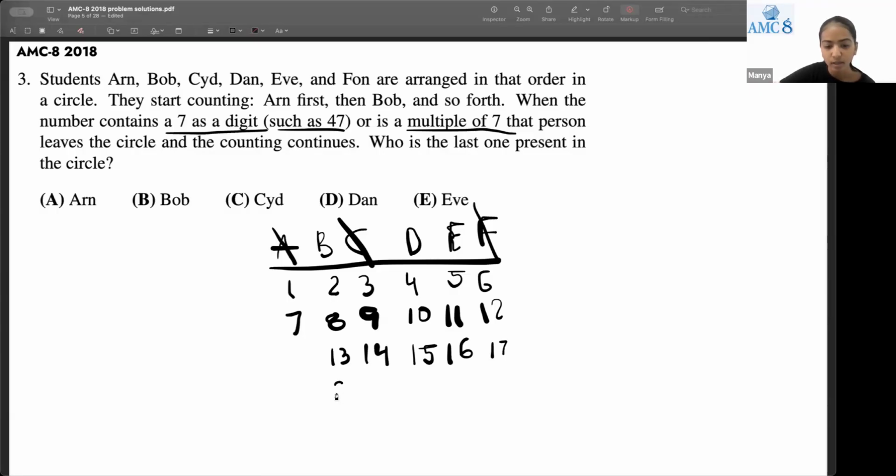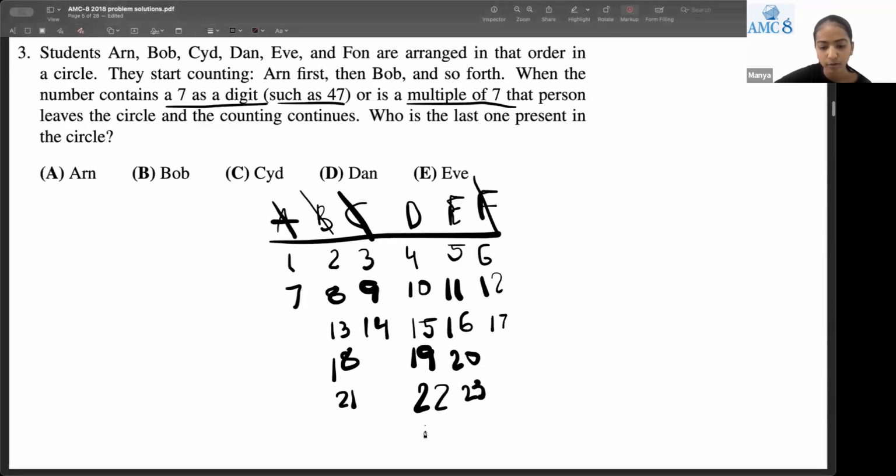So we're going to continue counting. 18 is B, 19 is D, remember we skipped C, 20 is E, and 21 is B. If it's a multiple of 7, then that person will also get excluded, so B is excluded. And then D is going to be 22, 23 is E, 24, 25, 26, and 27. So that means that E is also going to be excluded out of the circle.